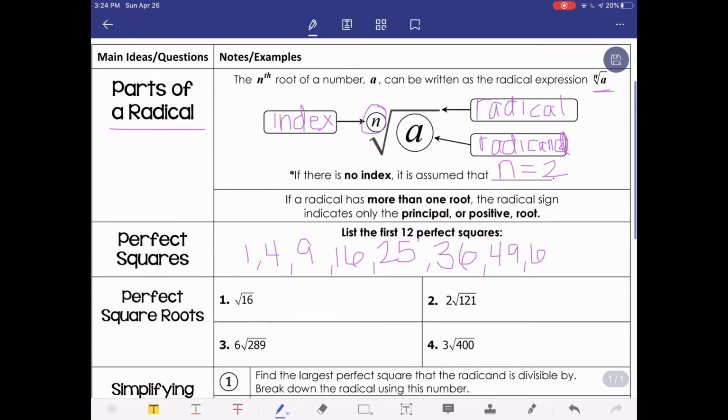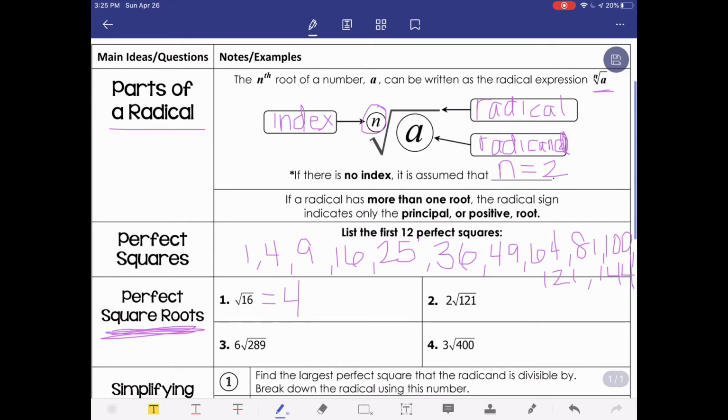8 times 8 is 64. 9 times 9, 81. 10 times 10 is 100. 11 times 11 is 121. And 12 times 12 finally is 144. So these are called our perfect squares. We take a number and multiply it by itself. And if we do the reverse and have perfect square roots, we're going to backtrack that. So the square root of 16, a perfect square, is going to be 4, because 4 times 4 gives us 16.